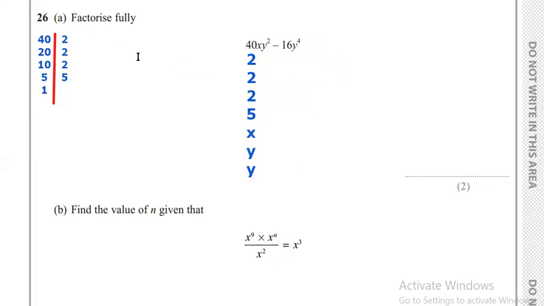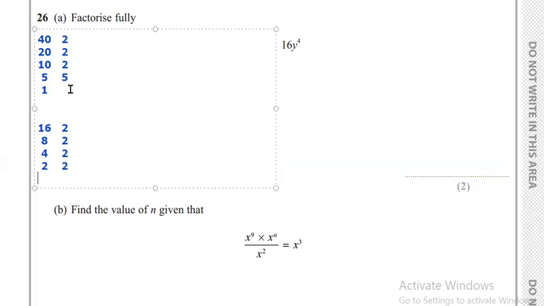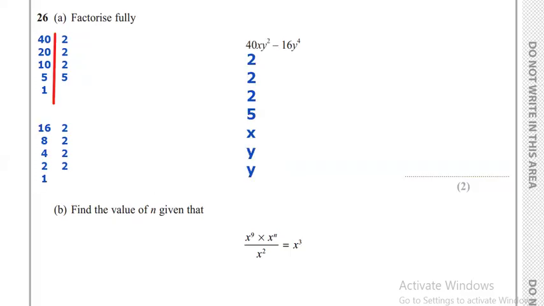Same idea. I'm going to take the 16, break it down to its prime factors. I can write it under this. So we have 16. Divide 2 is going to be 8. And then 8 divide 2 is going to be 4. And then 4 divide 2 is going to be 2. And then 2 divide 2 is going to be 1. And when you reach 1, you can stop.